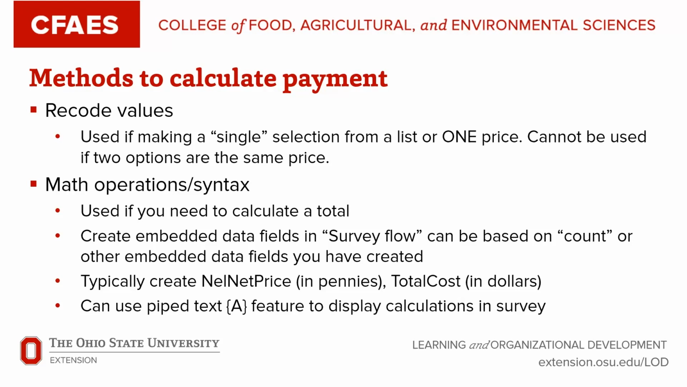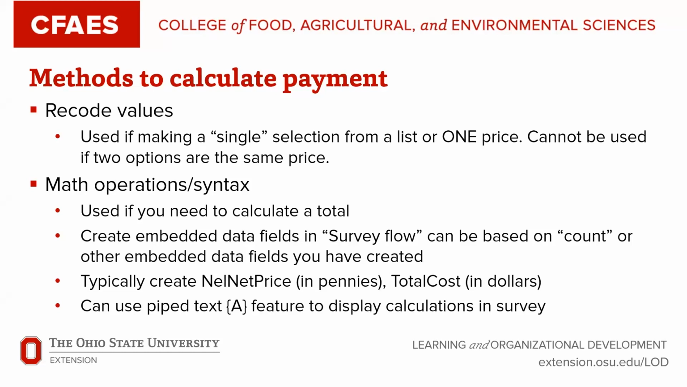Another way to calculate payment is to use survey flow and math operations and syntax in survey flow. So if you need to calculate a total, for example, they are purchasing 5 veggie trials, and each one of those is $3 a piece, and then you need to add on to that a shipping cost, you can do all those calculations in the survey flow with some math operations and syntax. You can also create embedded data fields, and that's how you're going to do those math operations. For example, with the veggie trials, you can do a count of how many vegetables they want to sign up for, and then calculate that by multiplying it by how much it costs for each trial, and then adding on that shipping fee. That can all be done in survey flow. And then it will automatically do the calculations for you, and then you can pass that value through to the NelNet website.